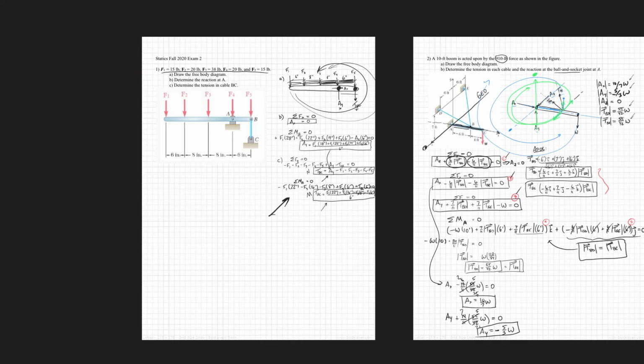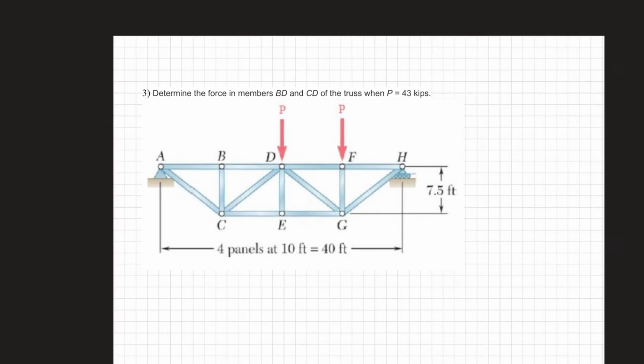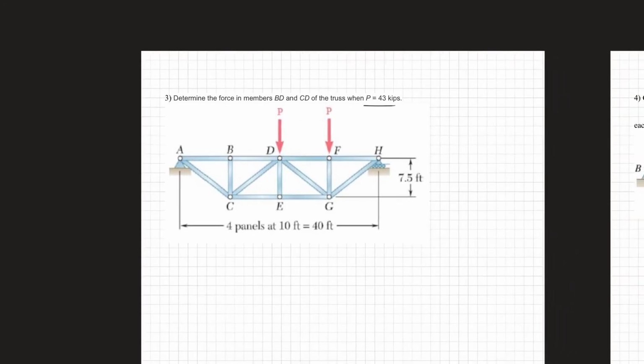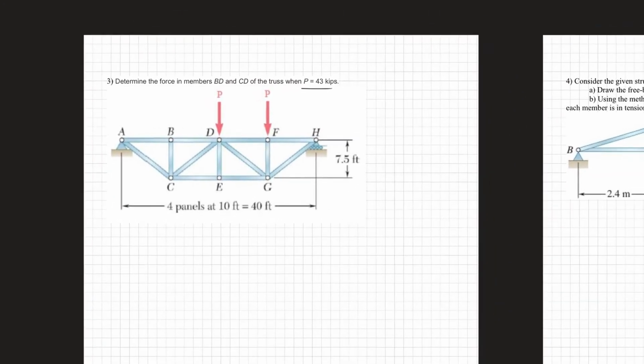Determine the force in members BD and CD of the truss. Again, I'm just going to use P. I'm not going to use 43 kips. You guys all had different numbers. All right, so let's see. The first thing we want to do in all of these is figure out the external members. I will go ahead and draw a free body diagram because I want to encourage you guys to.